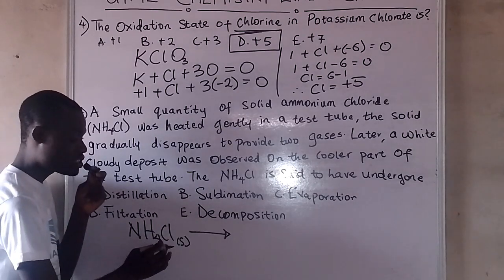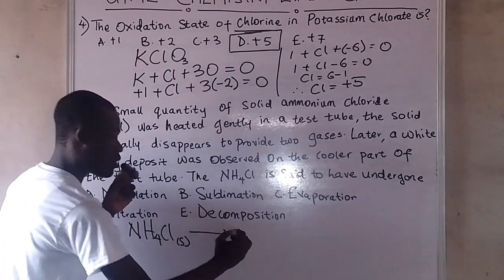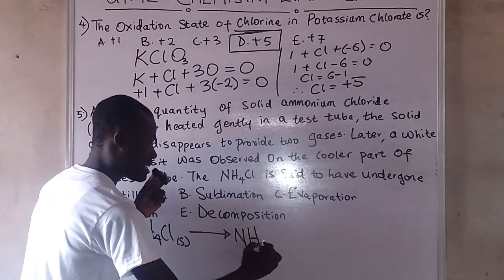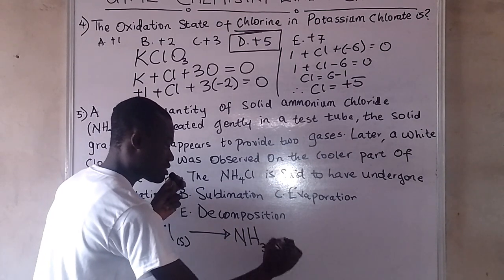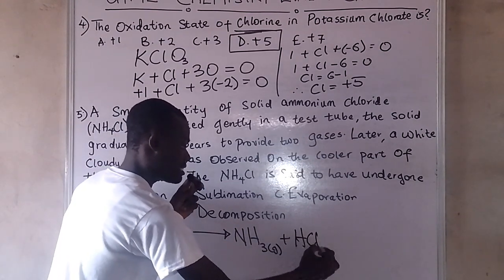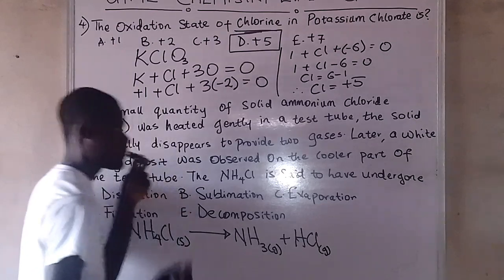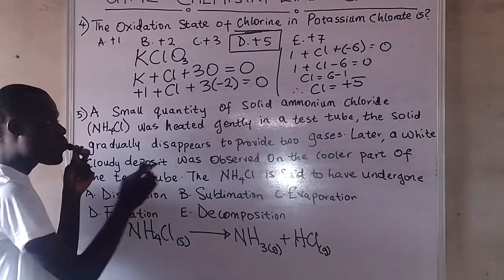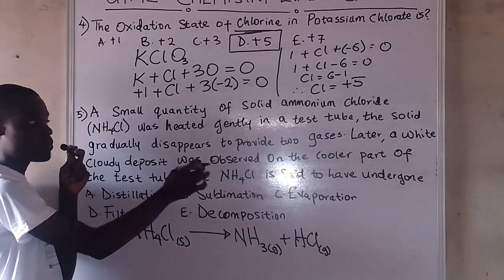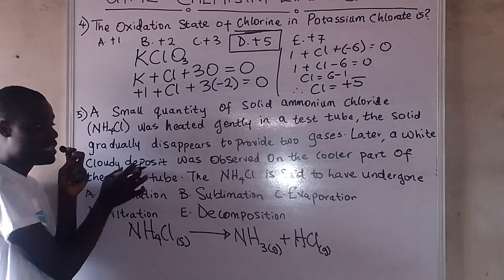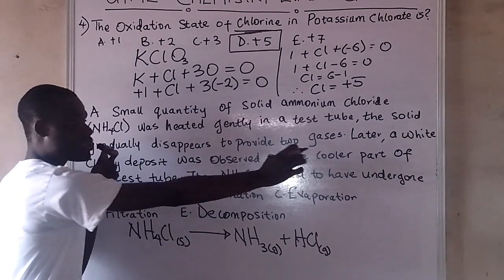When this solid is heated, it will decompose to give us ammonia gas, that's NH3 in the gaseous state, and hydrogen chloride gas, HCl, also in the gaseous state. Now later, a white cloudy deposit was observed. So what was this white cloudy deposit? This deposit was observed on the cooler part.